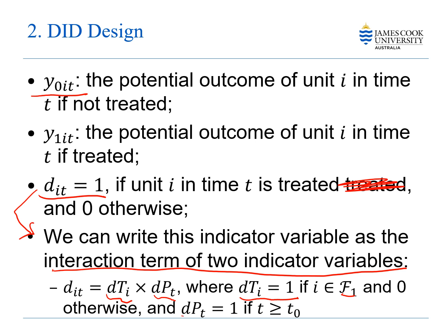The second dummy variable, dpt, equals 1 if it is the post-treatment period, if time is after T0. So we decompose the treatment status indicator as the interaction of two dummy variables. One varies across groups but does not vary across time. The other varies across time but does not vary across groups.